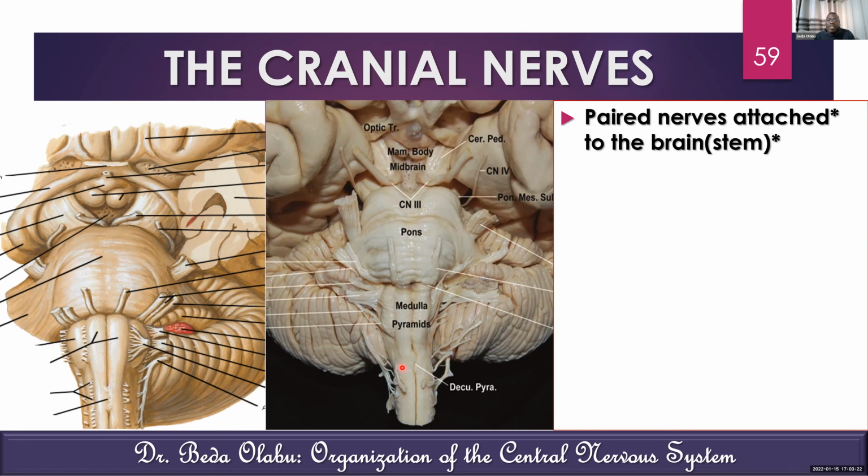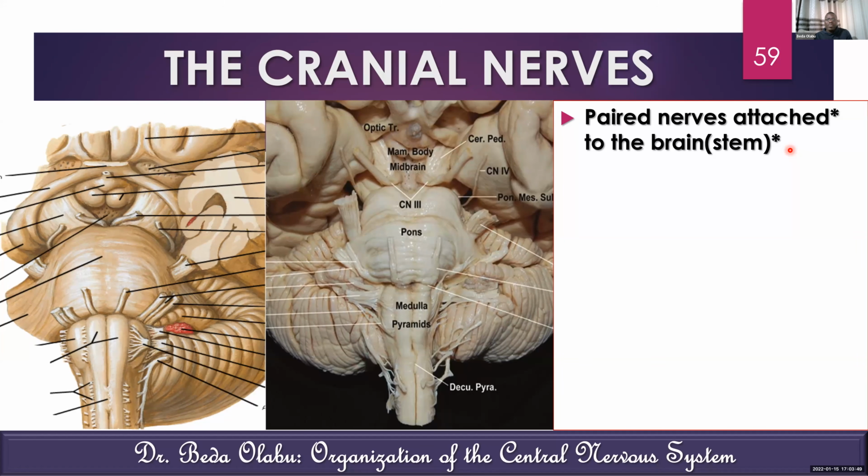So cranial nerves are paired nerves which are attached to the brainstem. Now, I'm using the term brainstem sparingly because yes, there are 12, but only 10 actually have direct attachment to the brainstem. The first two are not directly attached to the brainstem, but all in all, they're still attached to the brain, and so they're cranial nerves.